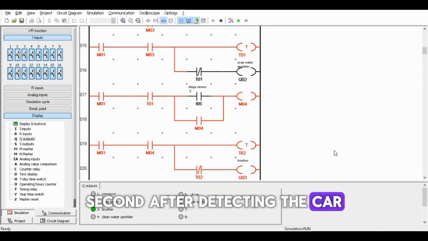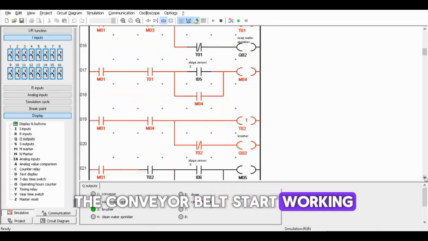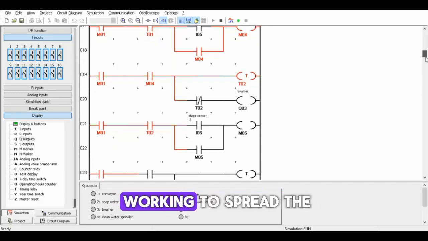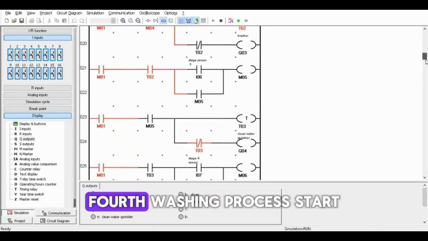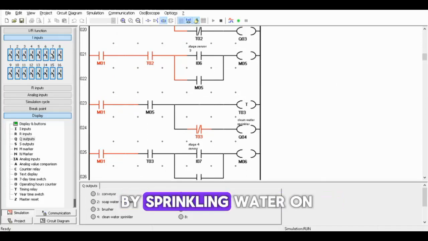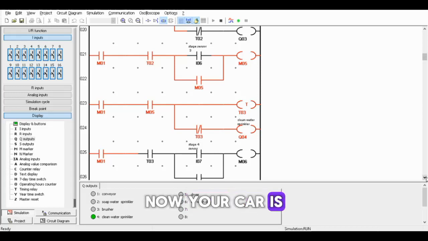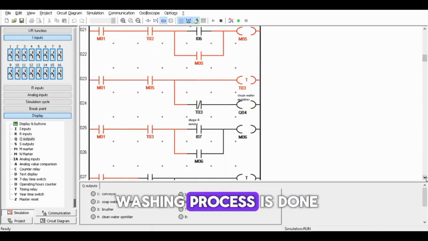After detecting the car, the conveyor belts start working. Second, the machine starts sprinkling the soap. Third, the brusher starts working to spread the soap on all the car. Fourth, the washing process starts by sprinkling water on the car. Fifth, the dryer turns on. Finally, now your car is successfully cleaned, and the washing process is done.